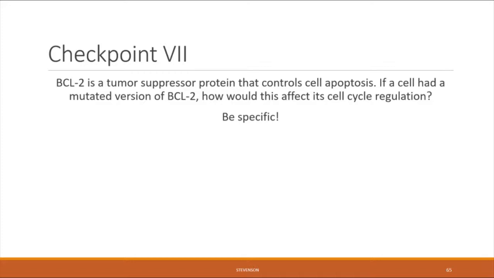Another tumor suppressor protein that we know about in humans is the BCL2 tumor suppressor. And the BCL2 tumor suppressor controls cell apoptosis. If a cell had a mutated version of this BCL2, how would that affect its cell cycle regulation? And don't just answer this by saying there would be problems. I want you to tell me specifically what would be those problems.